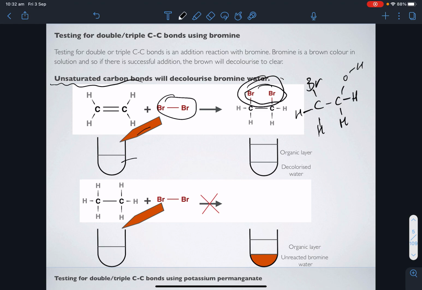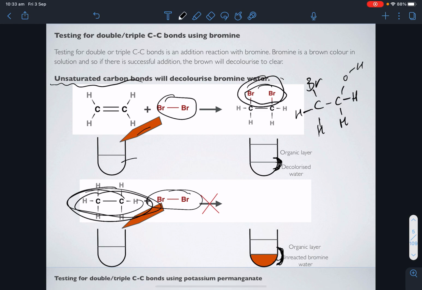If you have a saturated single bond there, with bromine water in there, you get no reaction happening. You get an unreacted bromine water layer. Remember, if you expose this to UV over a long time, you'll get a substitution reaction, but we're talking about immediate results here. For your unsaturated sample, dropping bromine water in will decolorize it, so you'll get a decolorized aqueous layer and then an organic layer above it. But if you drop it into your saturated one, you're going to get the two layers, but you're still going to remain that brown color.